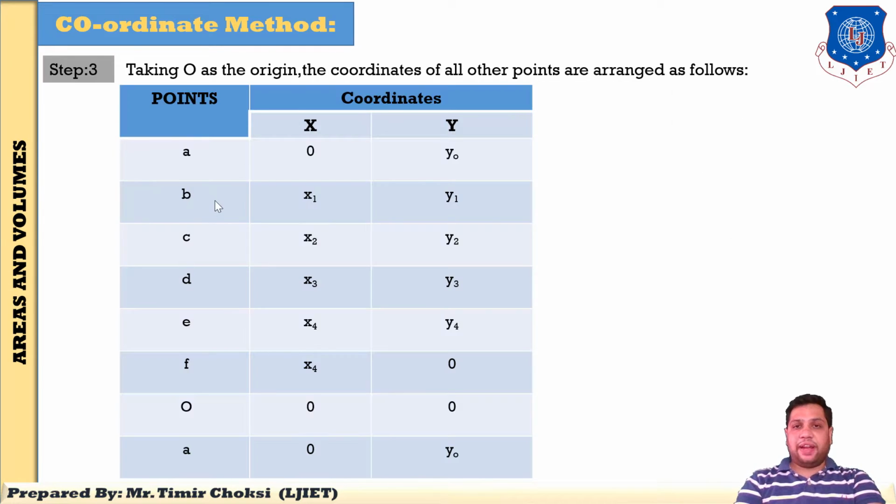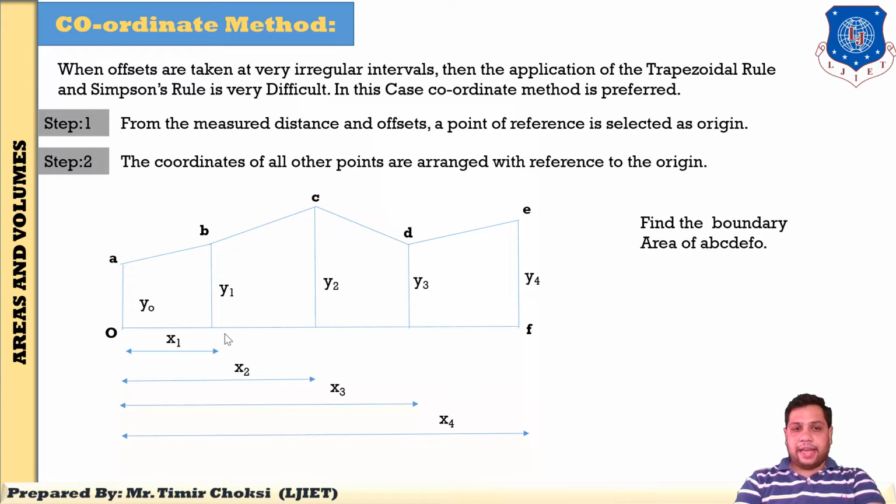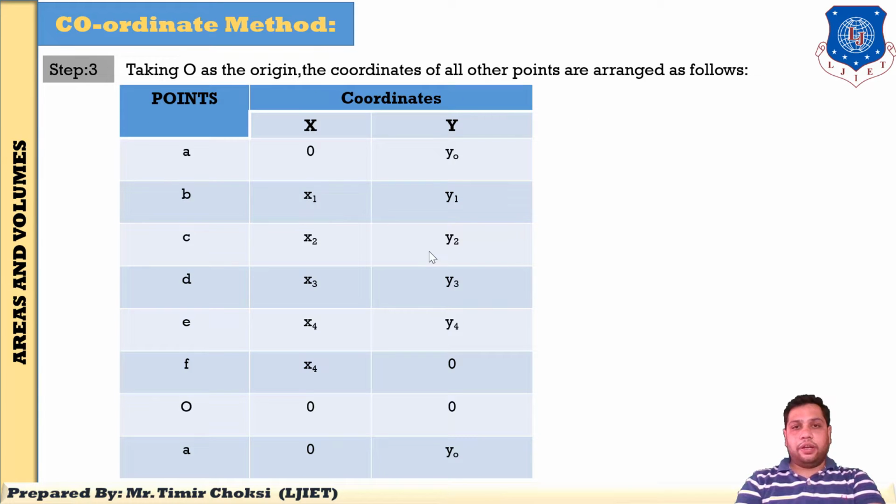Similarly, you have to find all the other coordinates. Point B, X coordinate is x1 and Y coordinate is y1. Similarly point C, X coordinate is x2 and Y coordinate is y2. So you have written the x and y coordinates of all the points.